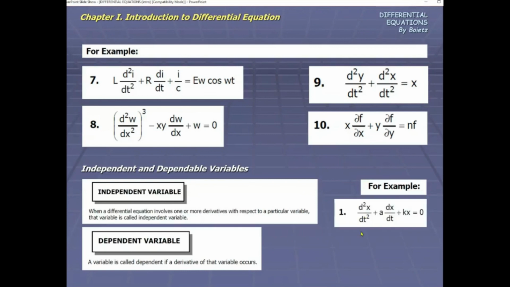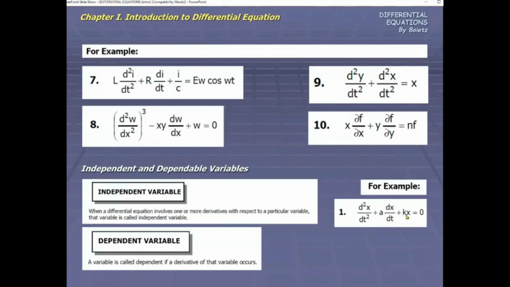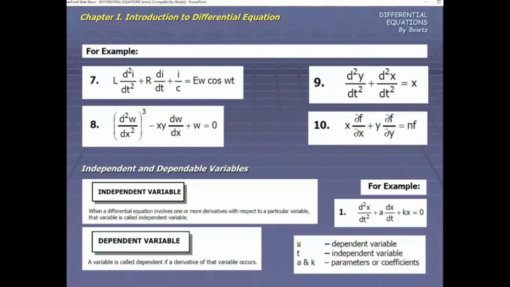So, let's put it simply. Sometimes they make things difficult but it's actually very easy to explain or understand. Here, for this example, the second derivative of x with respect to t plus a dx over dt plus kx equals 0. Okay. Here the answer says x is the dependent variable, t is the independent variable, and a and k are parameters or coefficients, because they are to the left of a variable's derivative.